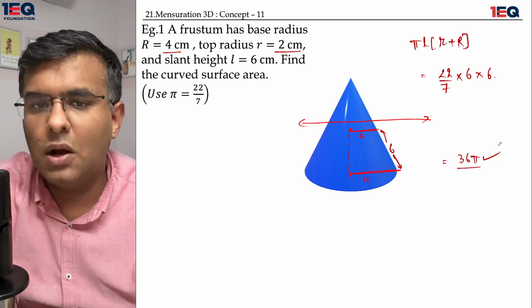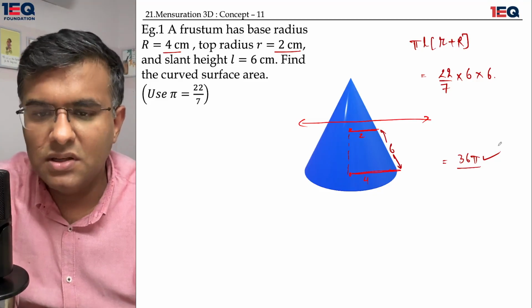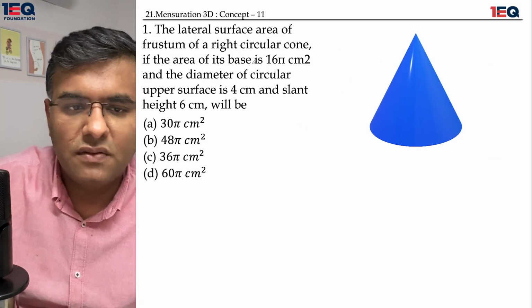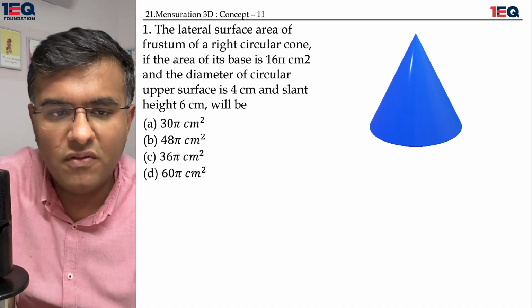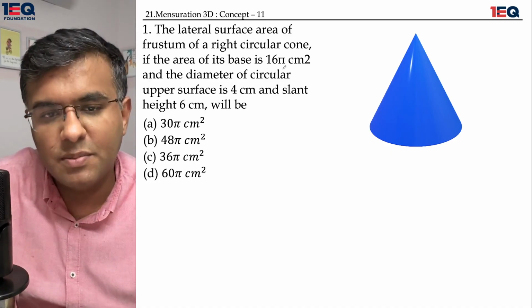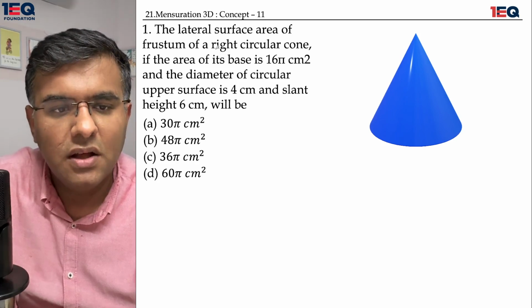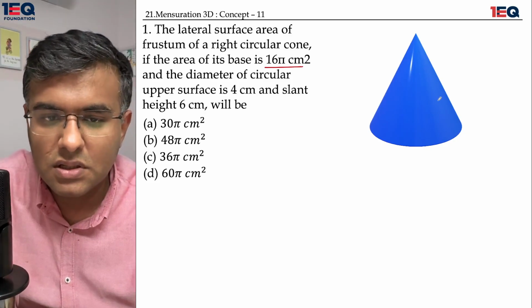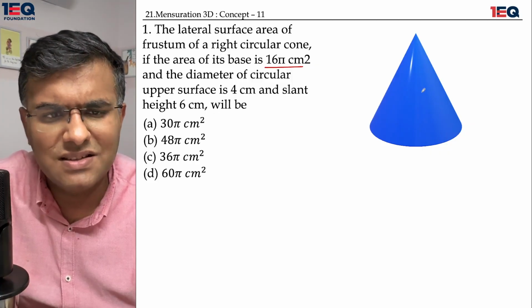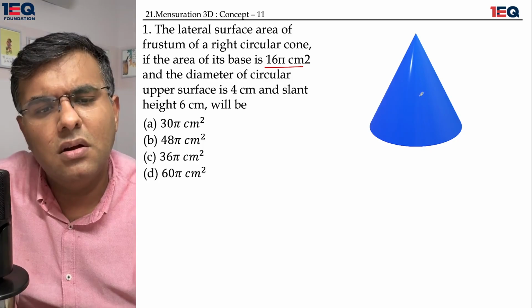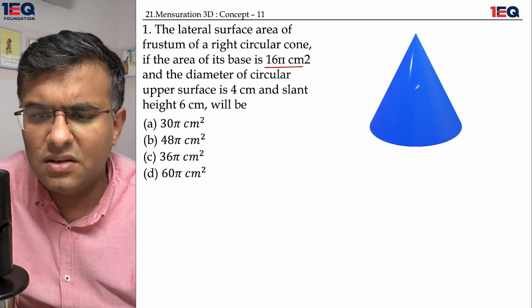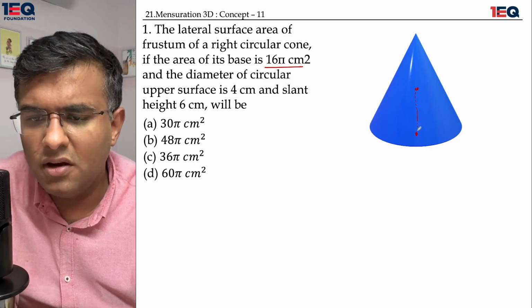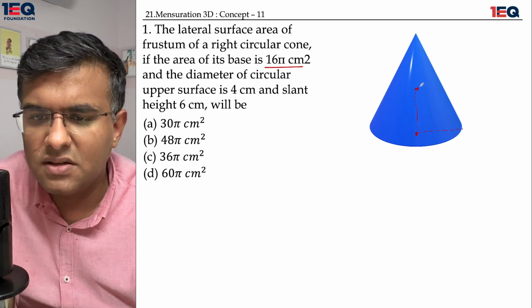This is how easy and how conceptual and how important mensuration 3D is. Okay, going forward: the lateral surface area of the frustum of a right circular cone, if the area of its base is 16 pi centimeter square and the diameter of the circular upper face is 4 and the slant height is 6, will be... let me see. I think the question is a little dense. It appears to be a little dense, but need not worry, it might not be as tough as it sounds.